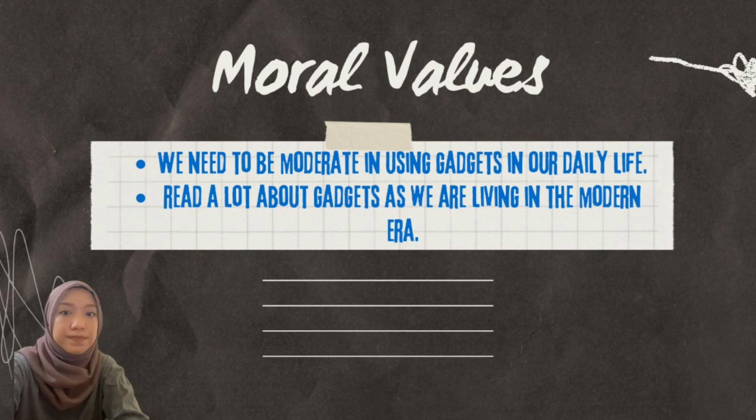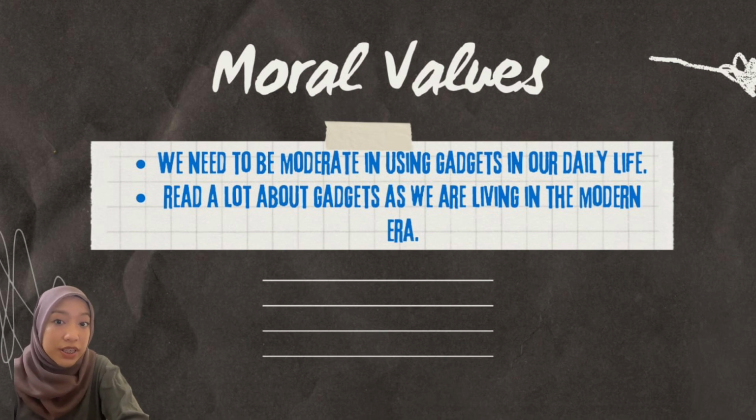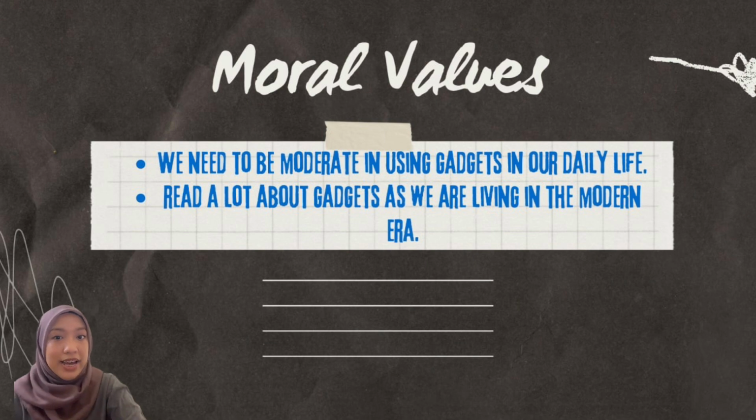sleep. Last but not least, we need to read a lot about gadget as we are living in the modern era. Like I said before, we need to manage our time wisely in using our gadget. So, by reading a lot about gadget, we can prevent ourselves from getting sick if we overuse the gadgets.